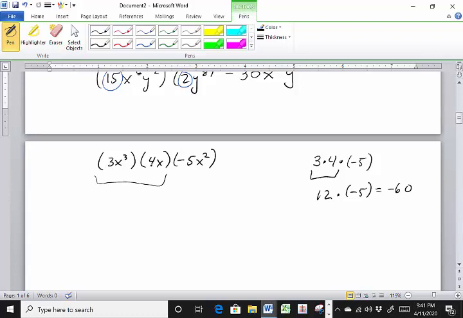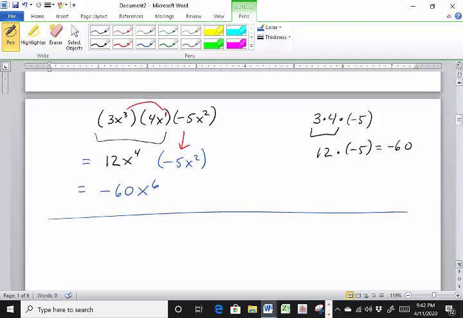So 3 times 4 is 12, and then x cubed times x is x to the 4th power, right? Don't forget that little 1 there. So 3 plus 1 is 4. And then you just bring this down. So that's going to be times negative 5x squared. So 12 times negative 5 is going to be a negative 60. And then x to the 4th times x squared is x to the 6th. Okay? So that's multiplying monomials together.